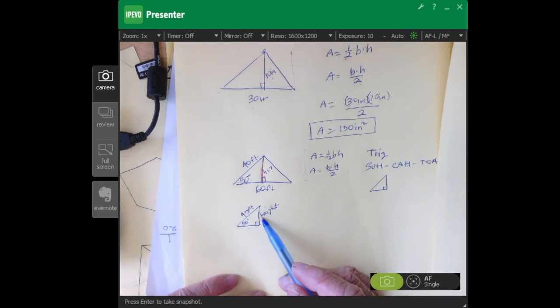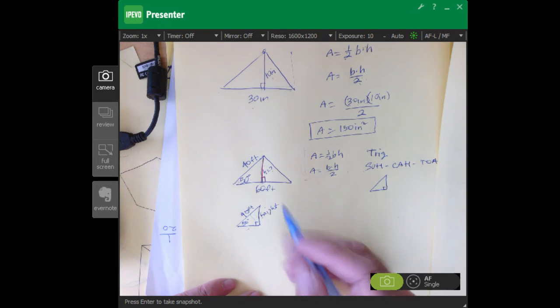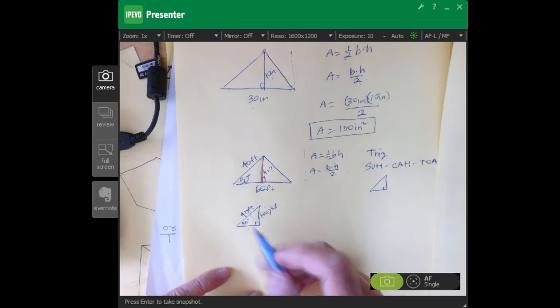Now remember, when we use H here, it can be a little confusing because H stands for height. It doesn't stand for hypotenuse. So that's why I wrote the whole thing in. Hypotenuse is still directly across from the 90-degree angle. Our hypotenuse is 40 feet.